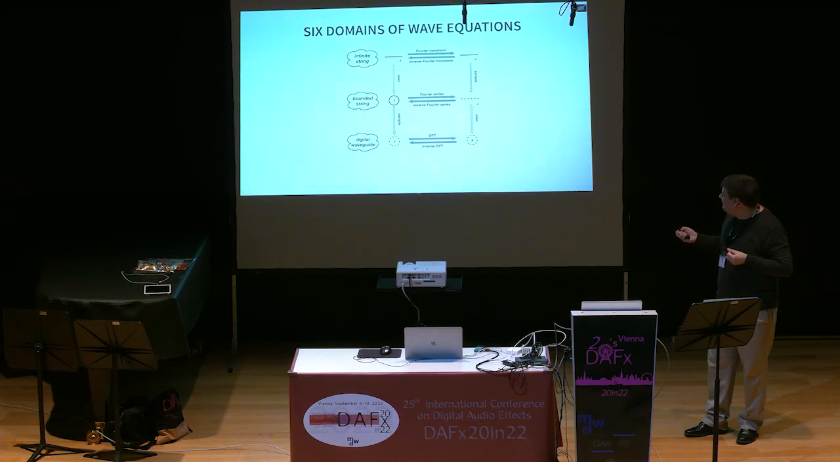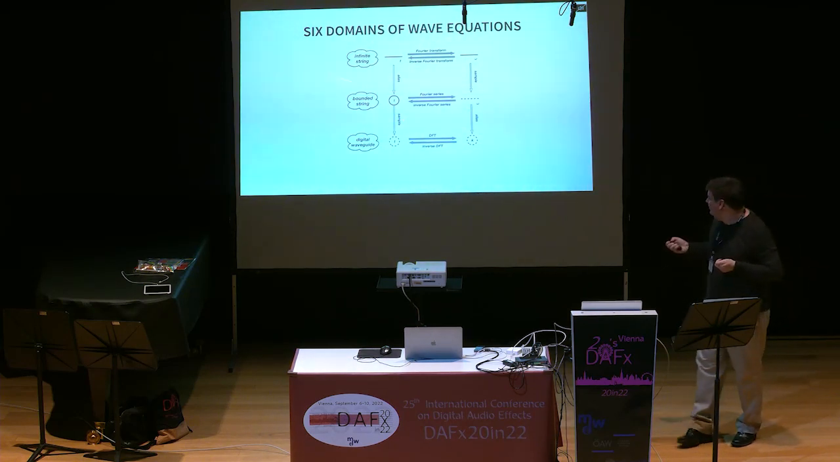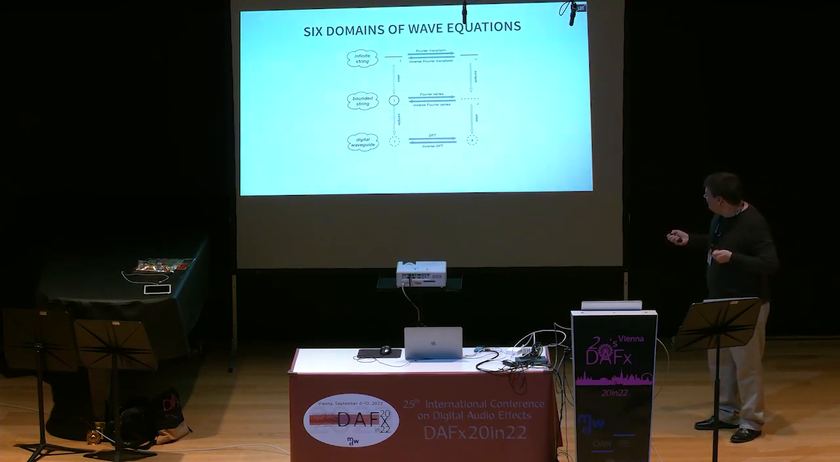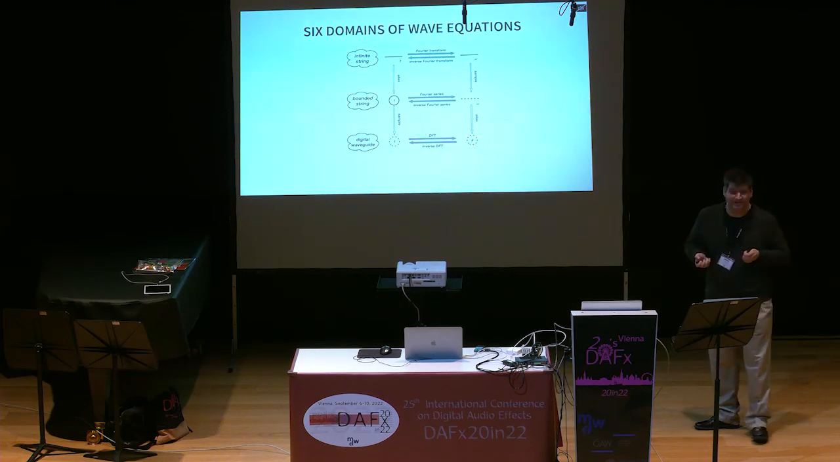And so what happens when we do a waveguide model? Right? We're sampling our traveling waves. Right? So we get this sampled version of this circle topology down here. And that gives us an aliased discrete spectrum.